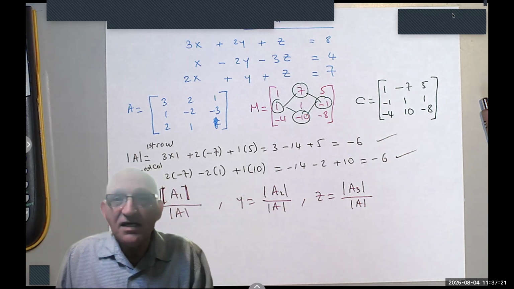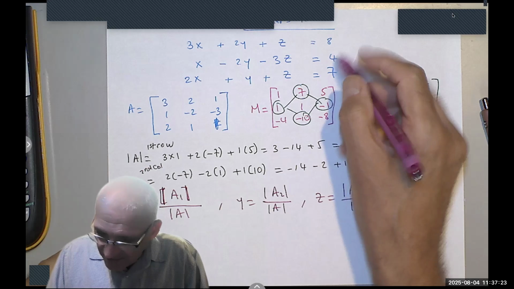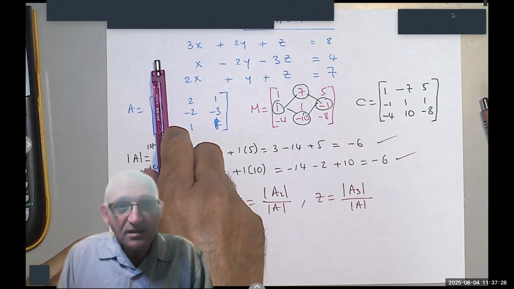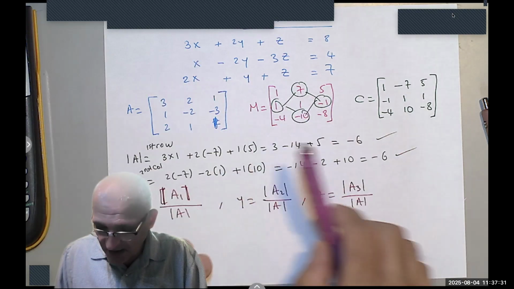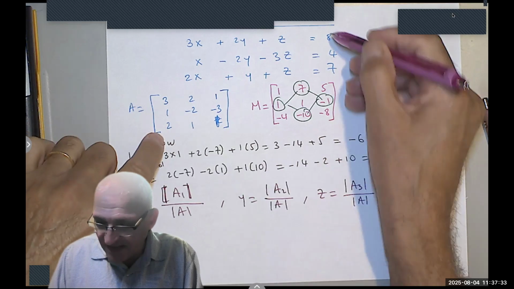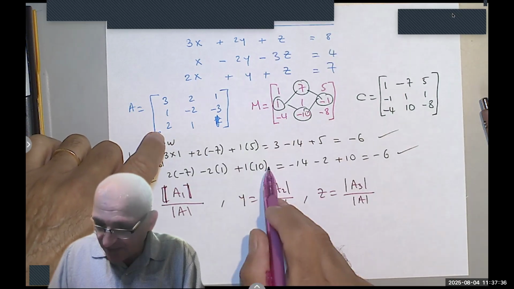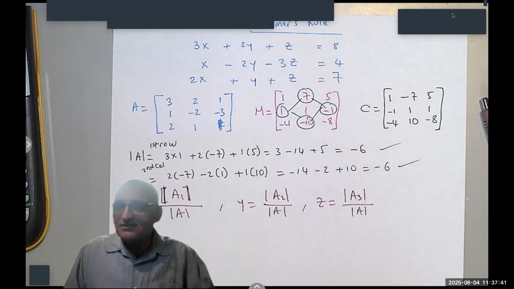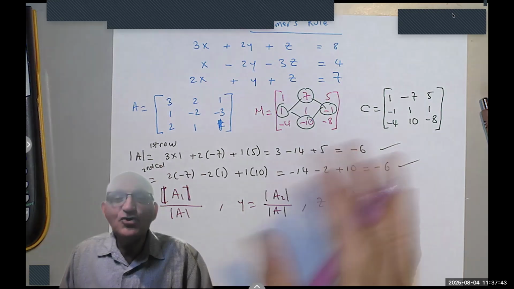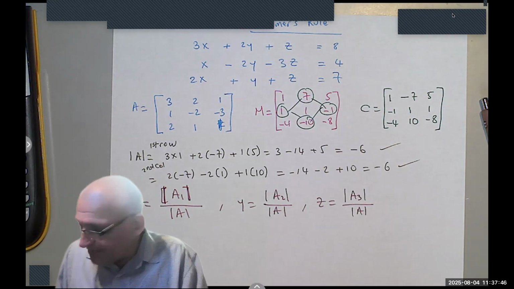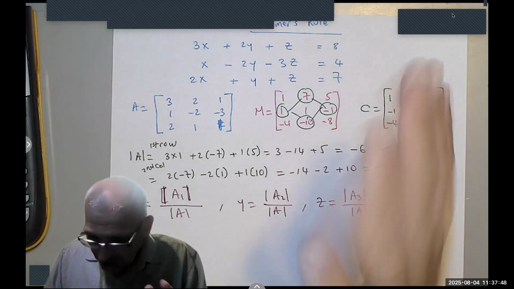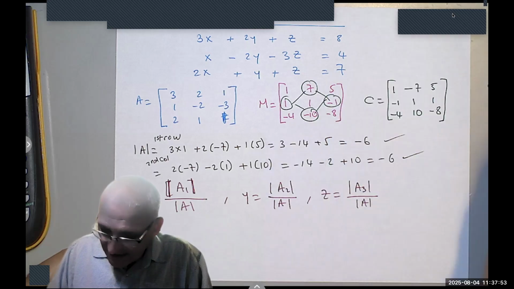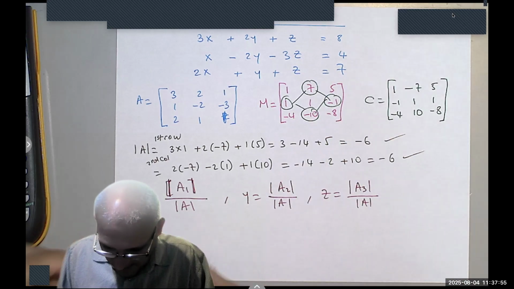For A1, we let the right-hand side replace the first column. So it's the same matrix, but instead of 3, 1, 2, I will have 8, 4, 7. For A2, I'm going to let the right-hand side replace the second column, and for A3, we let it replace the third column. You don't need to do any of that. You know why? Because all you have to do to solve for x is to expand the first column.